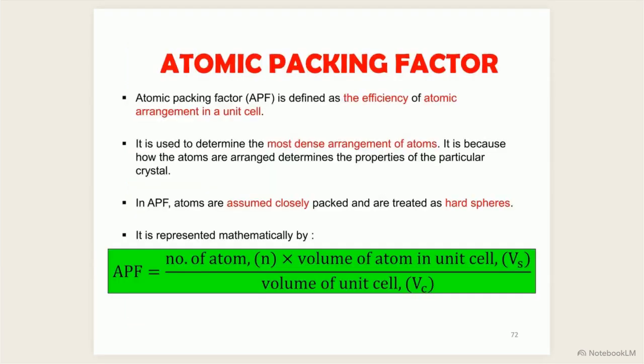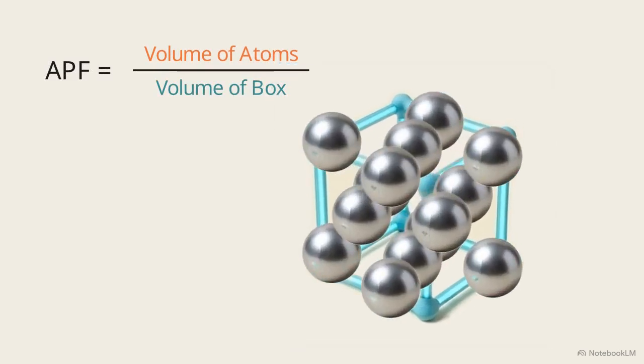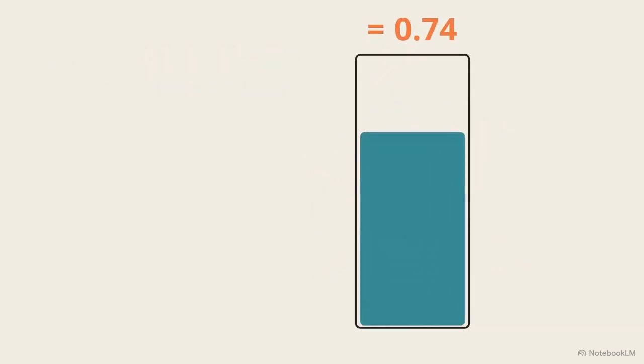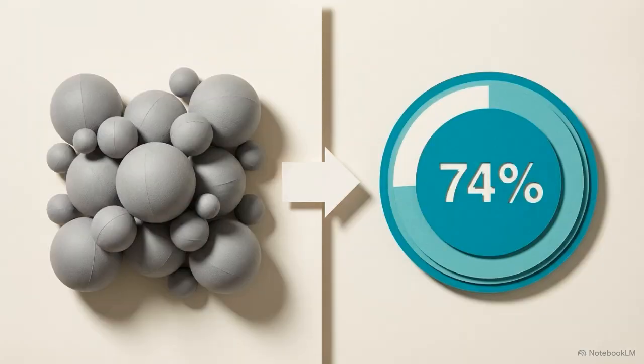To measure exactly how tight these arrangements are, engineers use the formula shown here in this green box, called the atomic packing factor, or APF. The APF is simply the total volume of atoms inside a unit cell, divided by the volume of the box itself. For the tighter face-centered arrangement, it calculates to 0.74. This means 74% is solid matter, and 26% is empty air. The APF takes a complex, three-dimensional microscopic arrangement and turns it into a simple percentage. With that percentage, we can begin to calculate density.